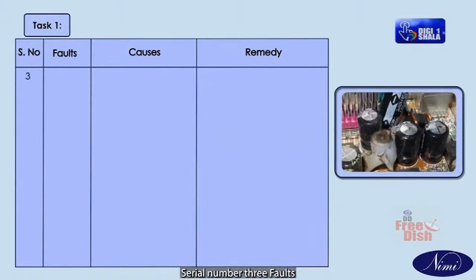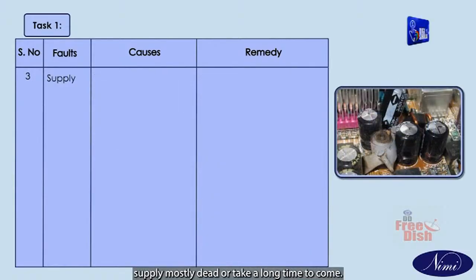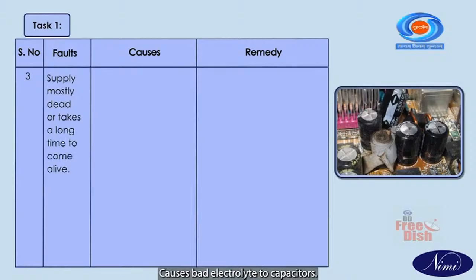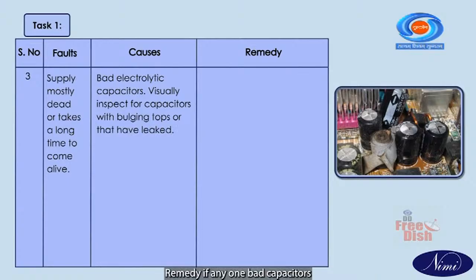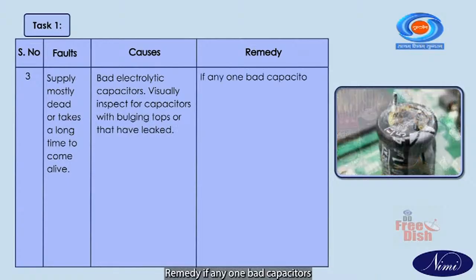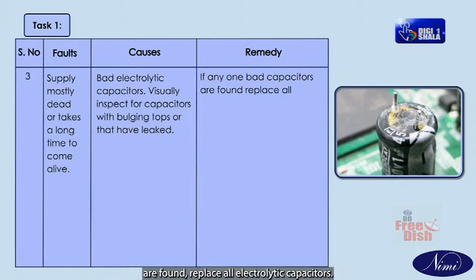Serial number 3. Fault: Supply mostly dead or takes a long time to come alive. Causes: bad electrolytic capacitors. Visually inspect for capacitors with bulging tops or that have leaked. Remedy: if any one bad capacitor is found, replace all electrolytic capacitors.